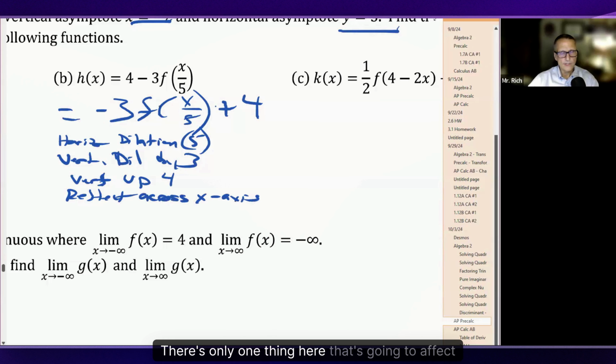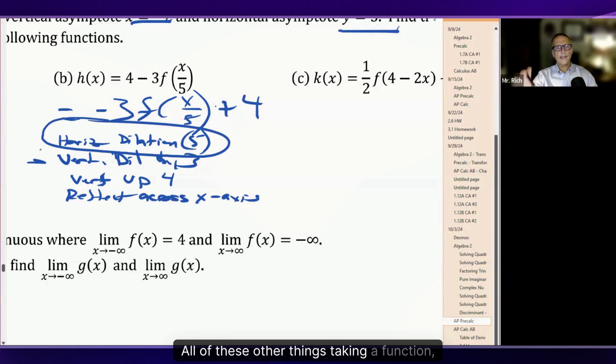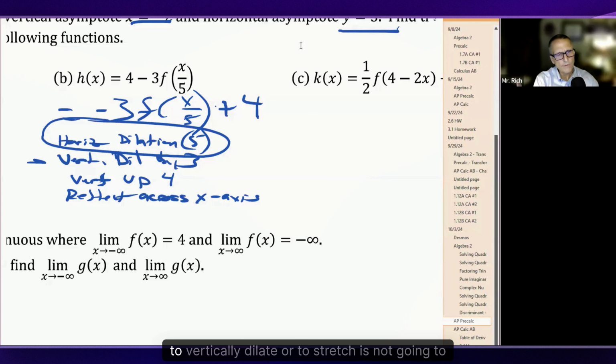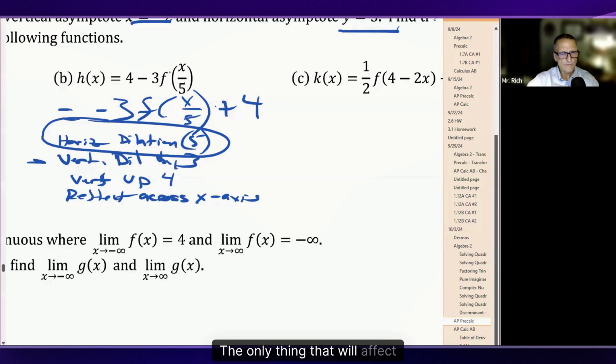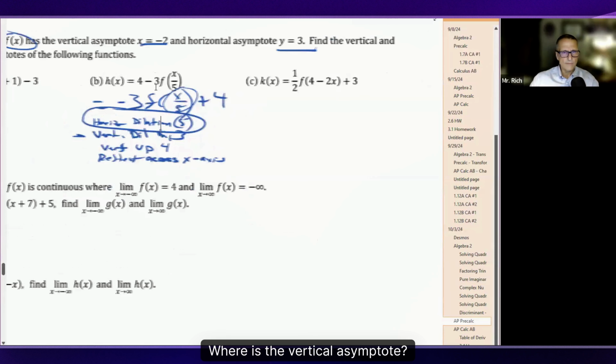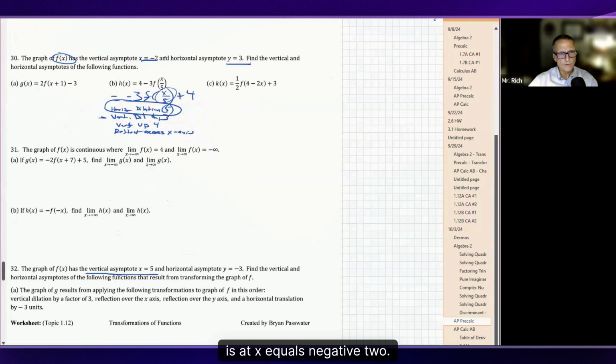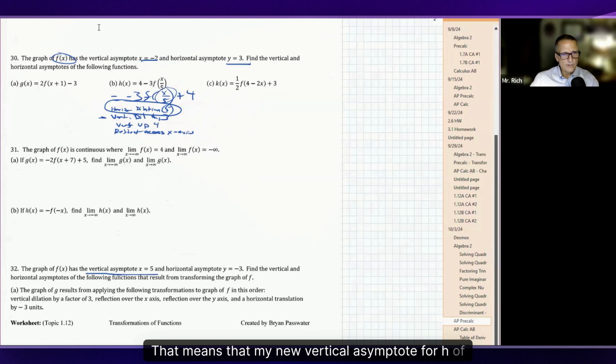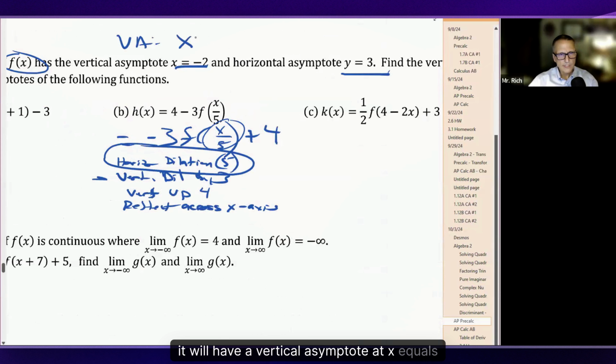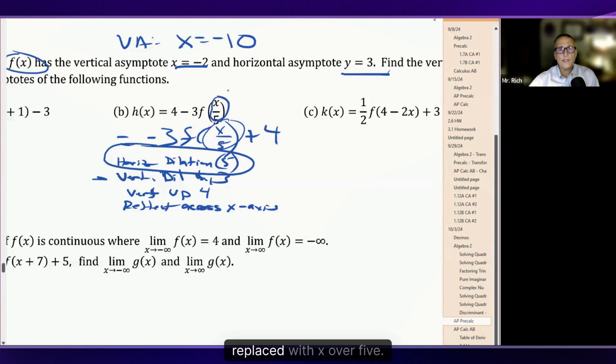Well, there's only one thing here that's going to affect a vertical asymptote, and that's this horizontal dilation. All of these other things, taking a function and stretching it vertically, are not going to affect the vertical asymptote, and neither will shifting it up by 4 units. The only thing that will affect my vertical asymptote is the fact that everything has to get 5 times as far away. The vertical asymptote, it says, is at x equals -2. So my new vertical asymptote for h of x will be at x equals -10, because it's got to get 5 times as far away from the y-axis because x was replaced with x over 5.